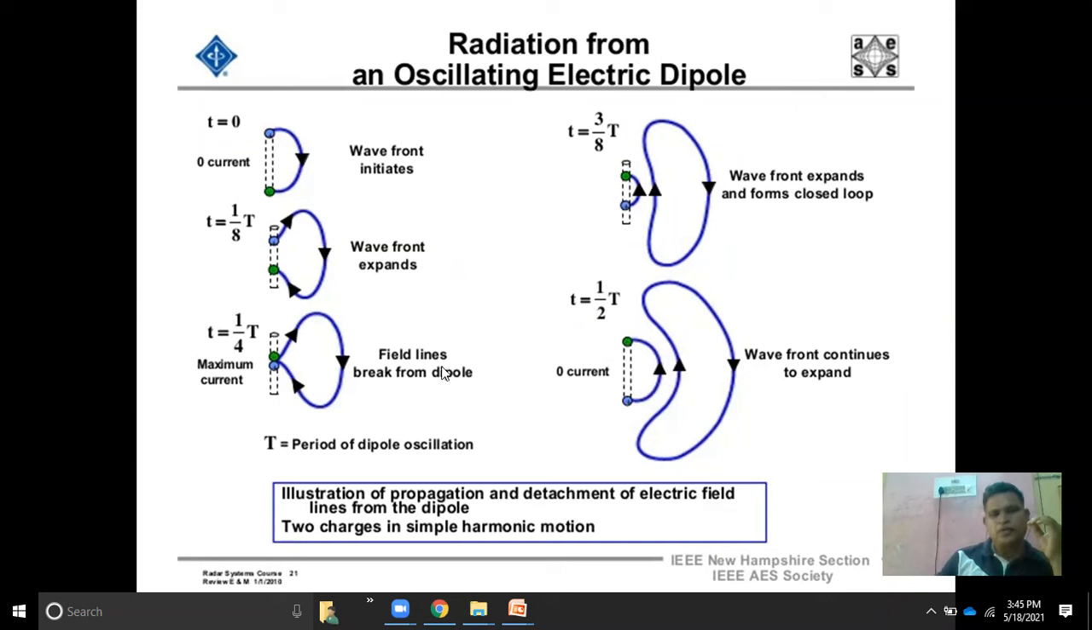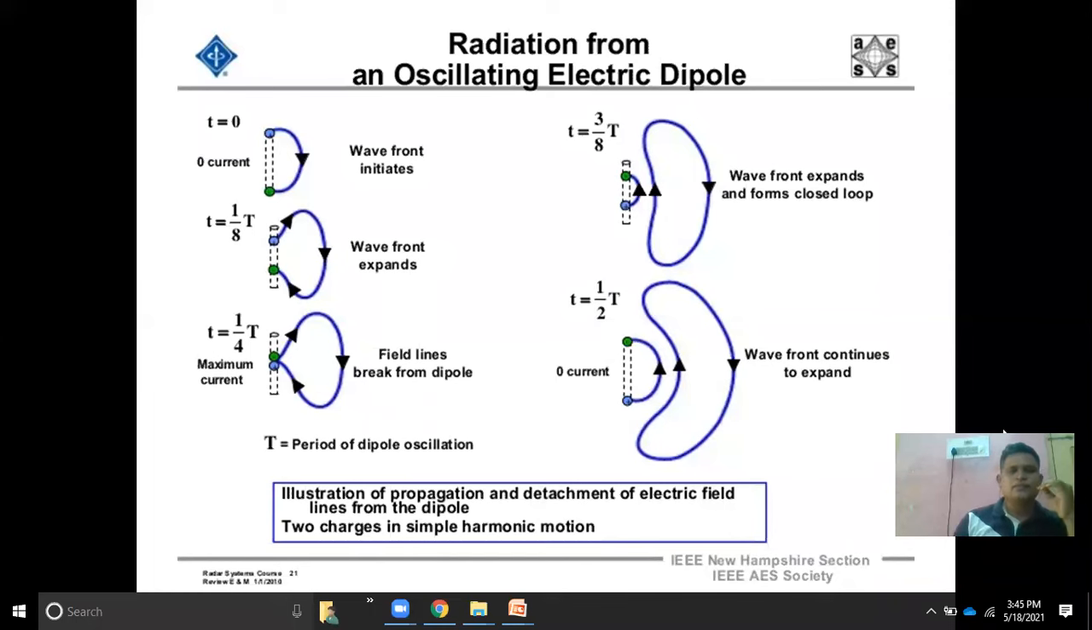Emma, how have you understood this concept? How will this oscillating dipole generate electromagnetic waves? Is there any confusion? Hello, here we can see clearly.